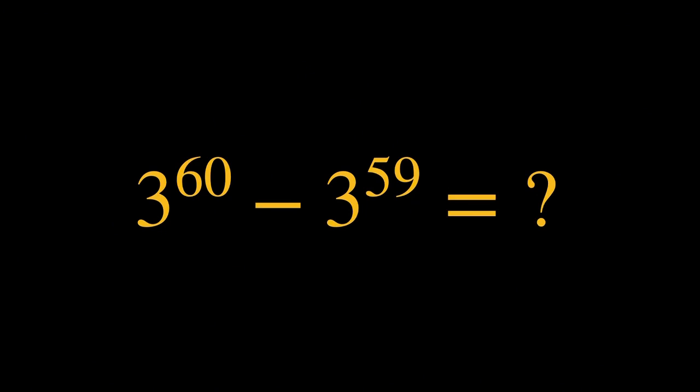3 to the power of 60 means multiply the number 3 by itself 60 times. 3 to the power of 59 means multiply the number 3 by itself 59 times. So this question is really asking, if we take a big number like 3 to the power of 60 and subtract 3 to the power of 59, what do we get? It's like saying, if you have 60 stacks of 3s and take away 59 stacks of 3s, how many stacks do you have left?